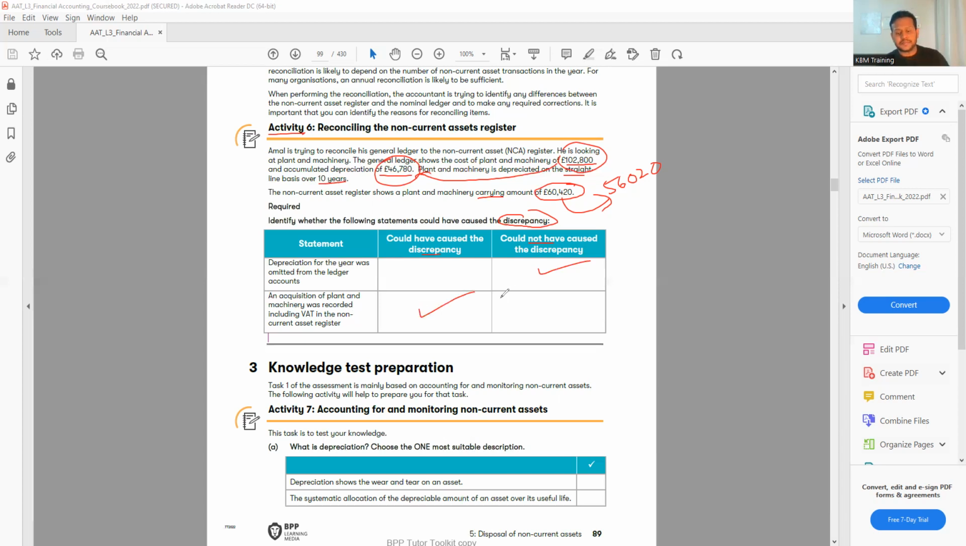Now remember that when we record the non-current asset, we only take the net amount. We never take it including the VAT. For example, if we buy a non-current asset for 10,000 and we pay VAT 2,000, so in total we've paid 12,000, we never take the 12,000. We take only 10,000, the cost price, unless the business is not VAT registered. If the business is VAT registered, they will get back the VAT, so VAT is not the cost. For that reason, if I made a mistake and took the VAT, maybe it will show more value.